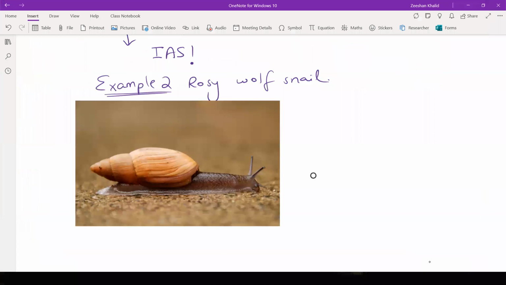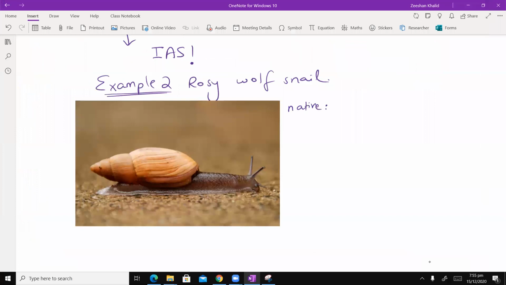Okay. Again, where is this native to? That is, where is it coming from? Well, it is native to southeastern USA. And it was introduced to islands in the Pacific and Indian Oceans.